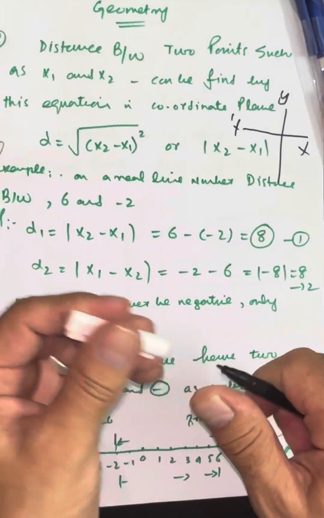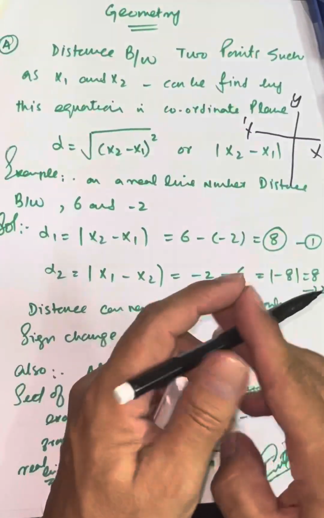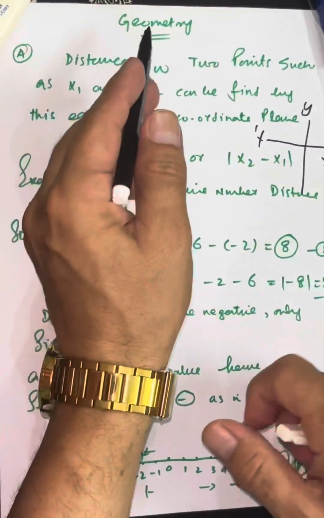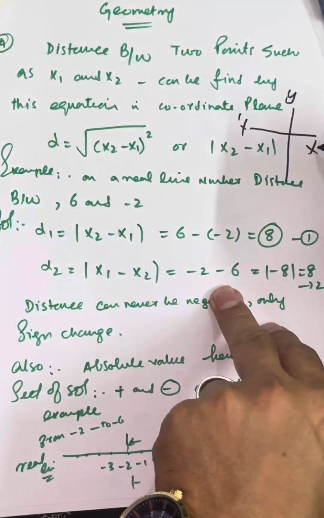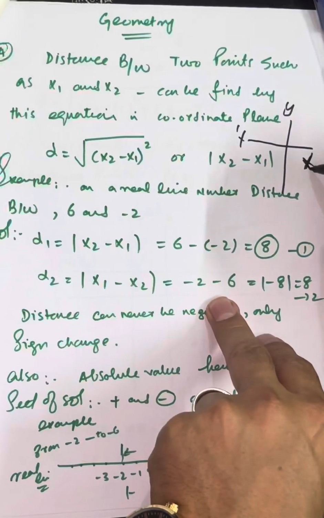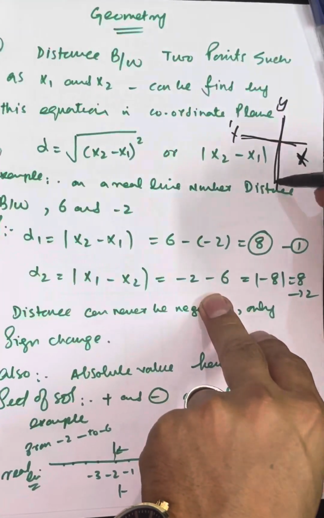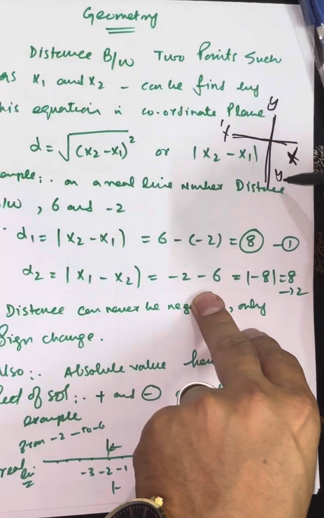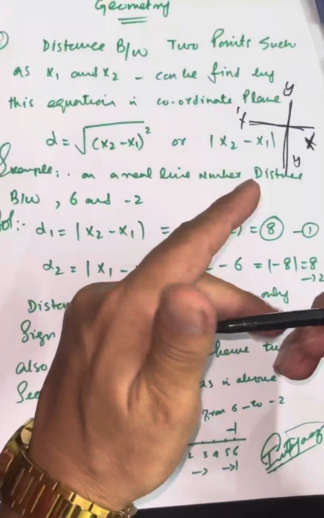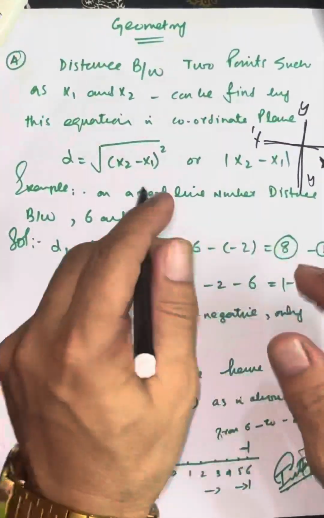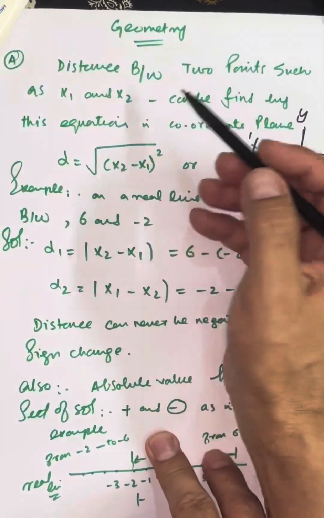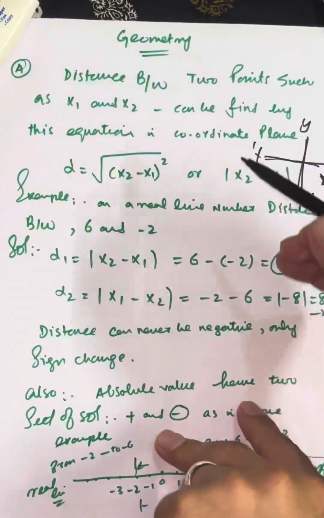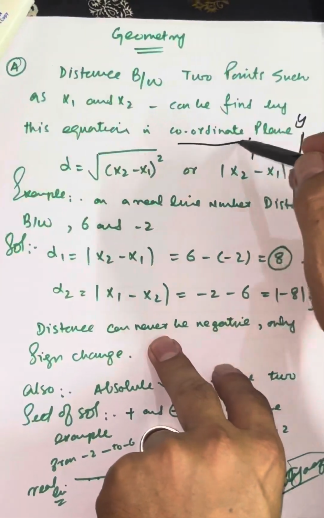So we are in mathematics, and in mathematics we are in geometry. In geometry we are in coordinate geometry. So coordinate, this is x axis, this is y dash. So let's start. The distance between 2 points such as x1 and x2 can be found by this equation.